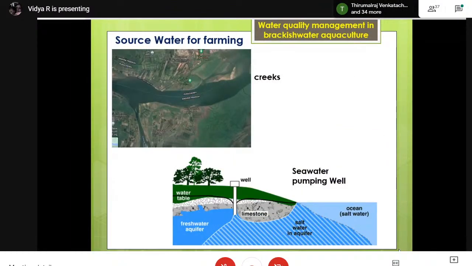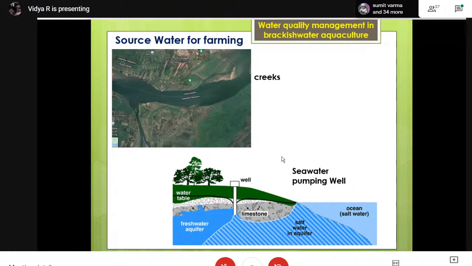So first, let me begin with the source, from which part we are taking the water for shrimp farming. Usually we take water from the creeks or through a pump from the sea in the tidal zone of the seashore. So this water is taken into the shrimp farms.